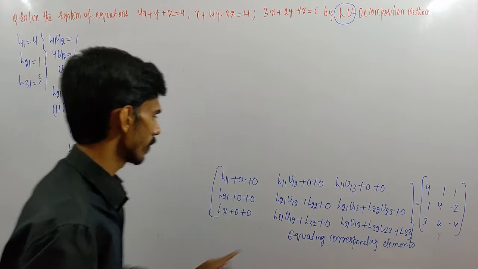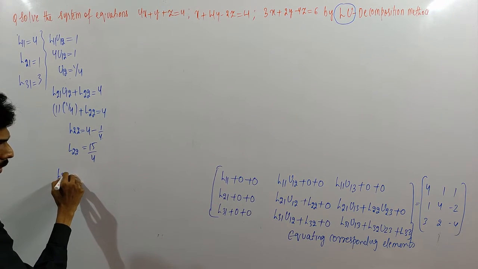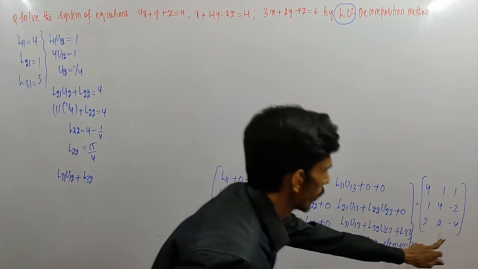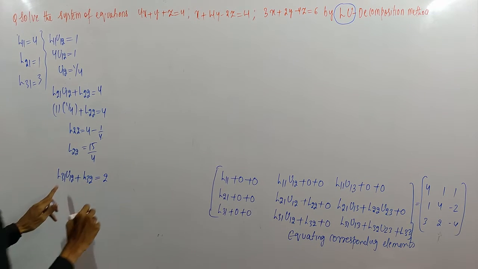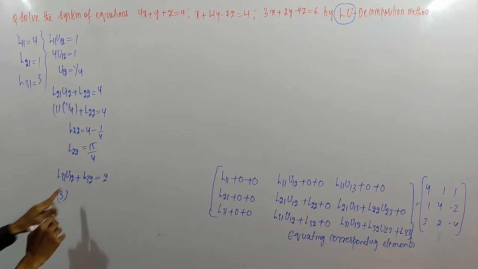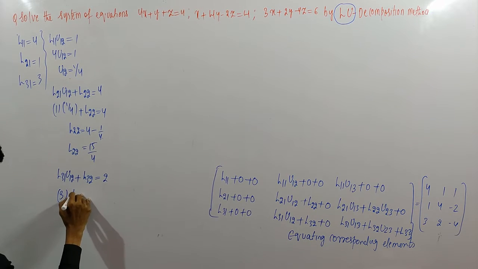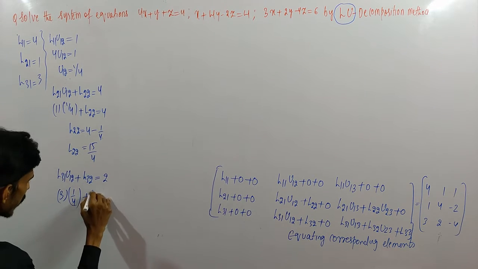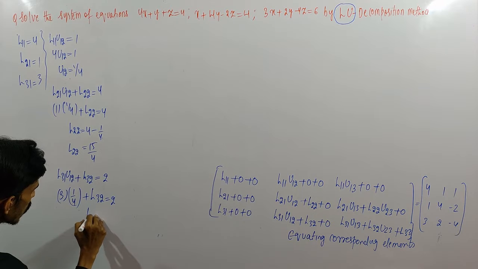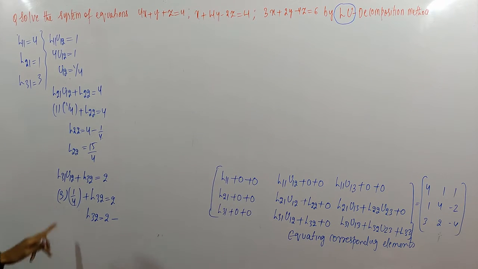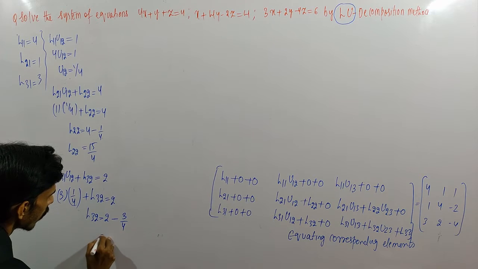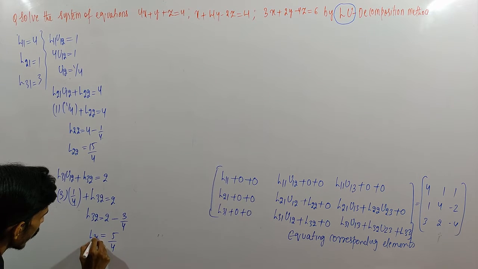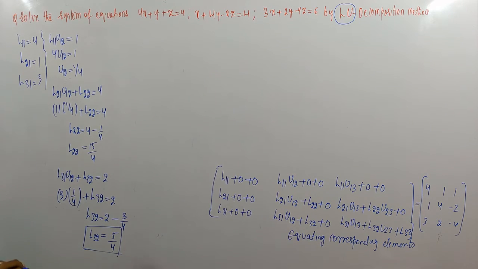Next we have L31 U12 plus L32. This value equal to 2. L31 value is 3, U12 value we got 1 by 4, plus L32. We don't have L32, L32 is equals to 2. So L32 value is 2 minus 3 by 4. 4 2s are 8, 8 minus 3 we have 5, 5 by 4. L32 value is 5 by 4.